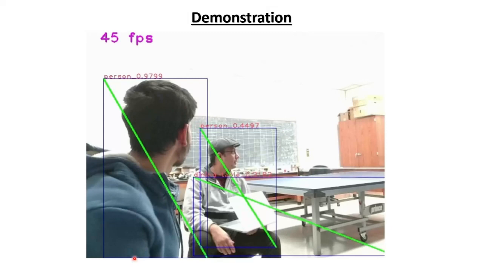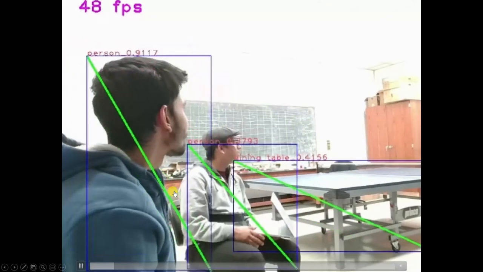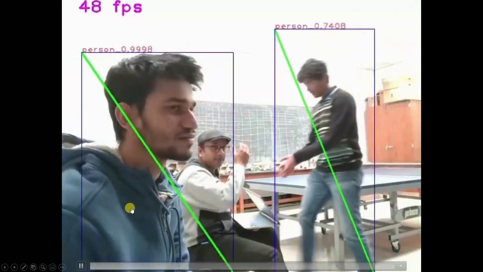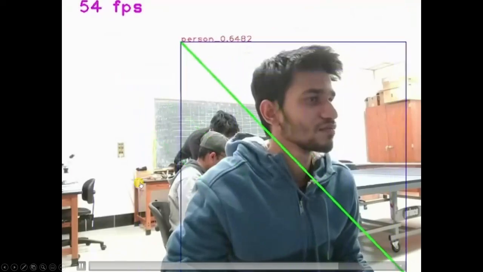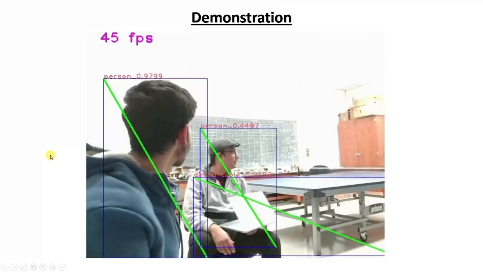This is a demonstration which was just recorded a few times back. Yep, as you can see, this is the dining table. I don't know why this is detected as dining, because it looks like a dining table. I just recorded it a few times back.